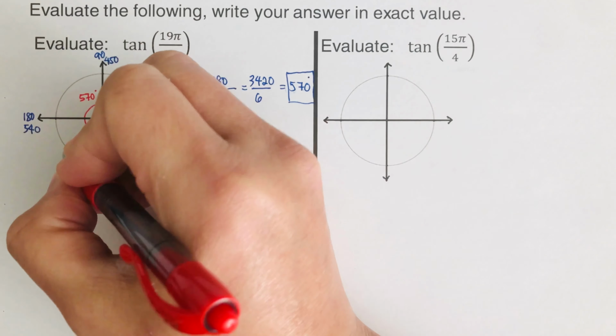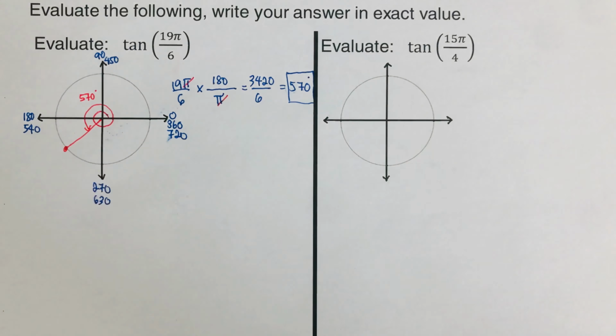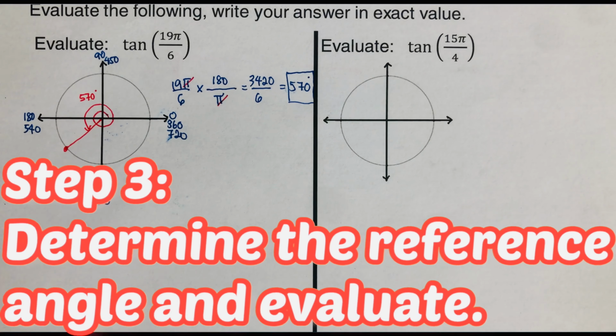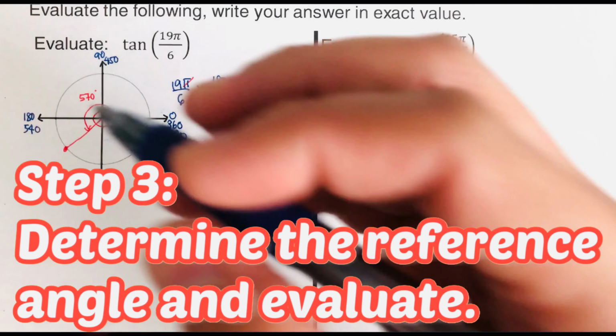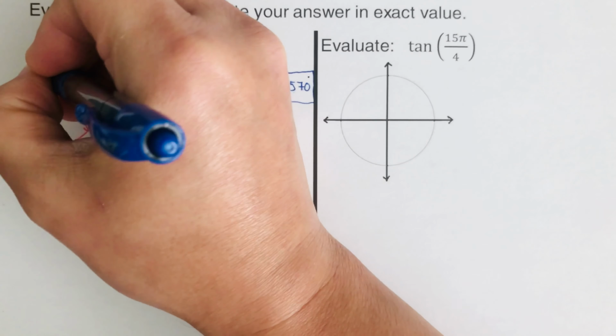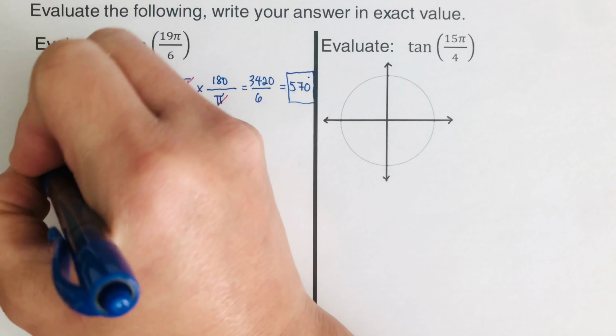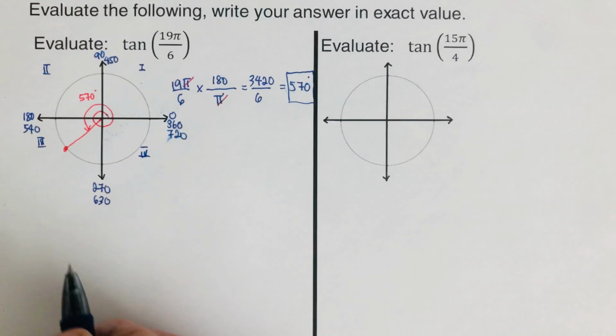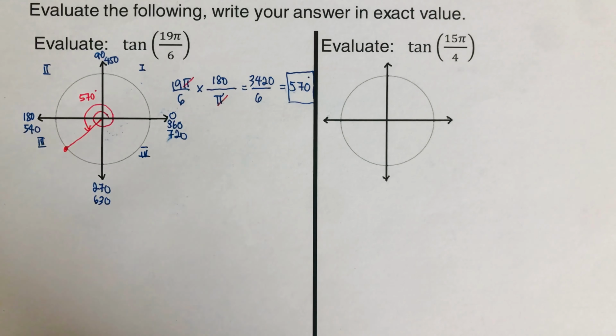So we need to figure out what this coordinate is. So then we go ahead and move on to the third step. The third step is to determine the reference angle and evaluate. So this is on the third quadrant because again, this is the first, this is the second, this is the third, and this is the fourth quadrant. So I'm just going to show the work for the reference angle right here.